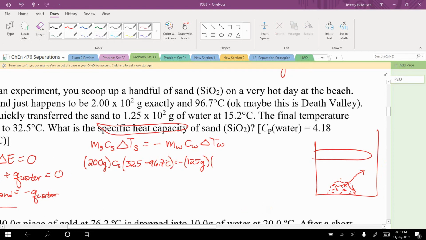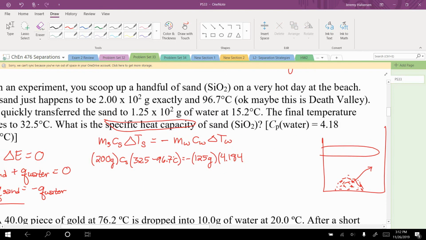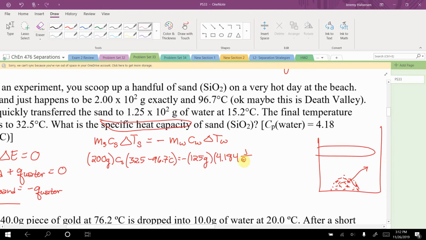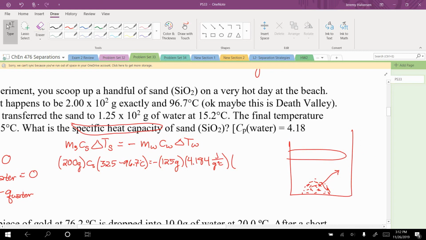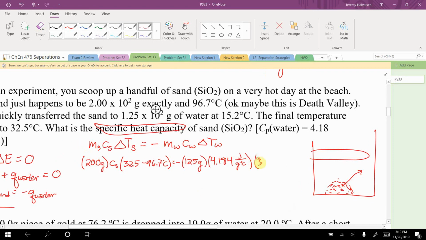And then the specific heat of water is 4.184. Do they give that to you? Awesome, they do. And that's in joules per gram degree Celsius. And then the change in temperature of my water. Now remember, if I put the sand in the water, the sand's going to cool down and the water's going to heat up until they're the same temperature. So my final temperature is the same, 32.5. My initial temperature is 15.2 degrees Celsius.